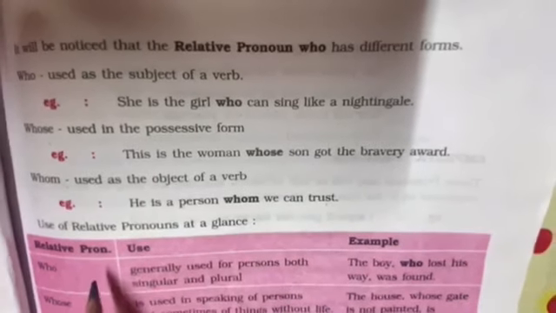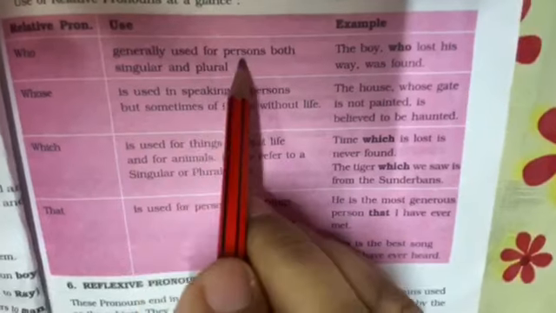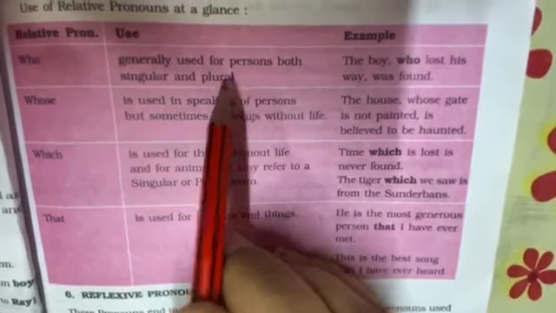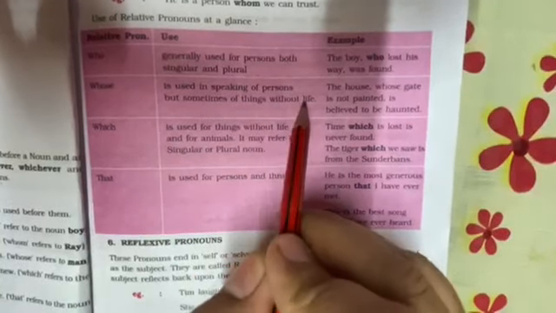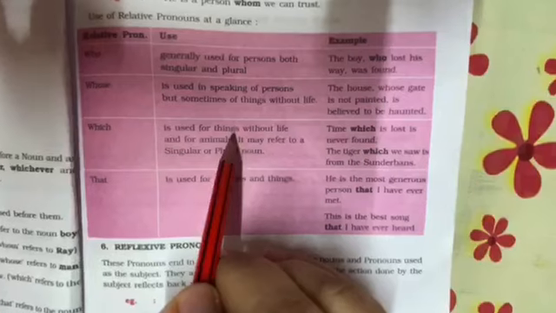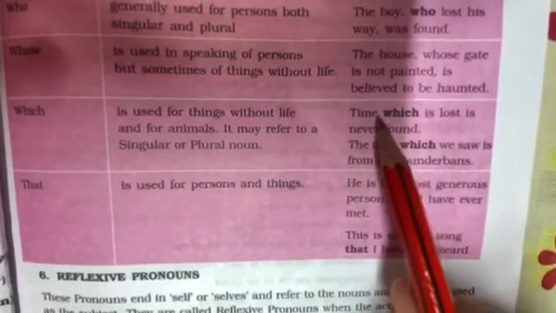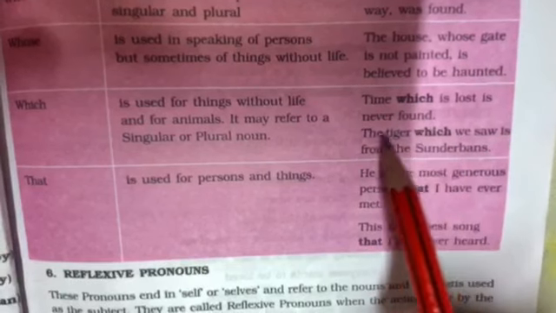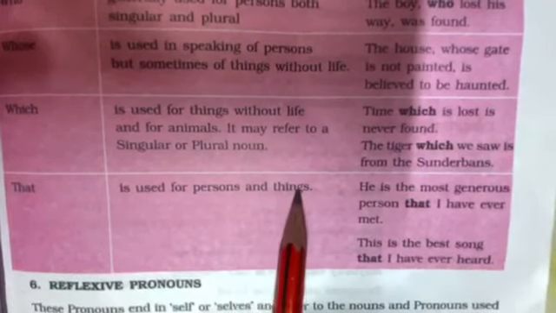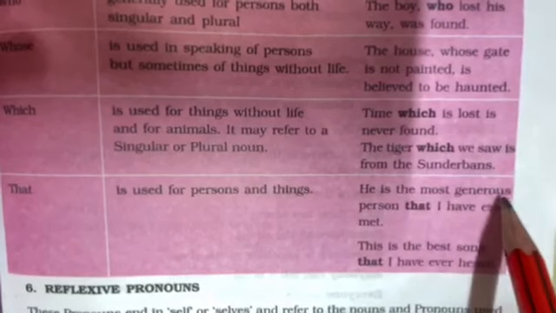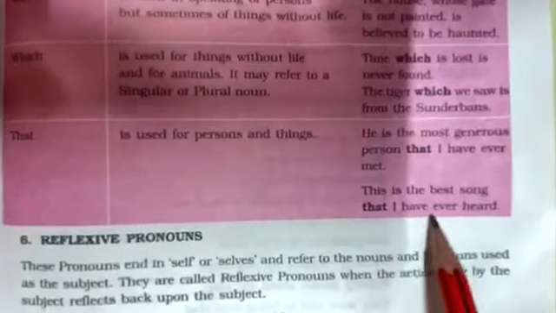Now let's have a glance at the use of the relative pronouns. The relative pronoun who is generally used for persons, both singular and plural. Whose is used in speaking of persons, but sometimes of things without life. Which is used for things without life and for animals. It may refer to a singular or plural noun, like: time which is lost is never found. The tiger which we saw is from the Sundarbans. That is used for persons and things. For example, he is the most generous person that I have ever met. This is the best song that I have ever heard.